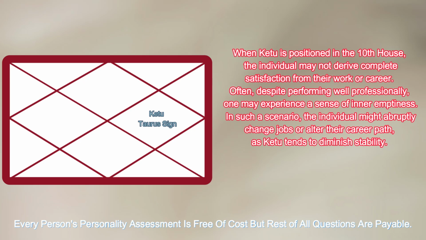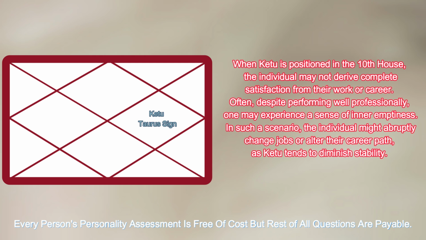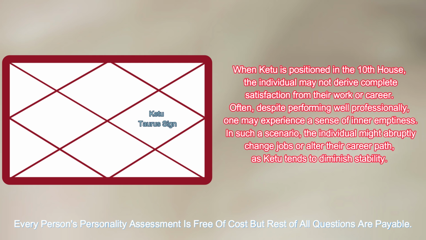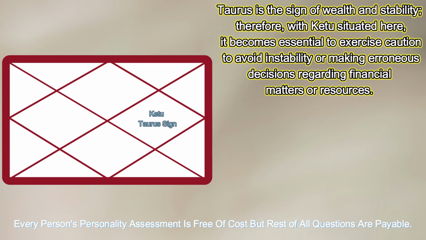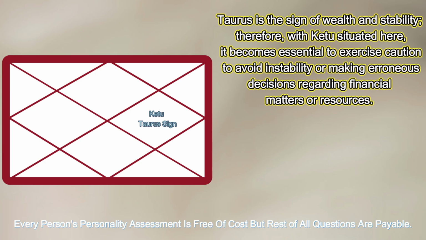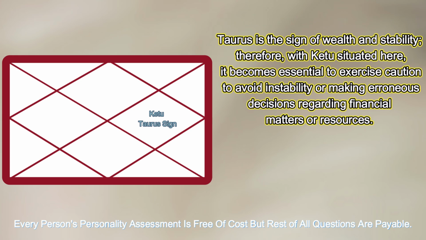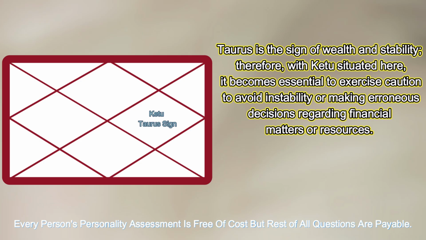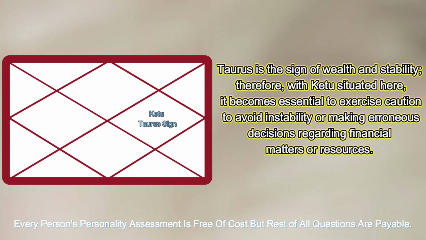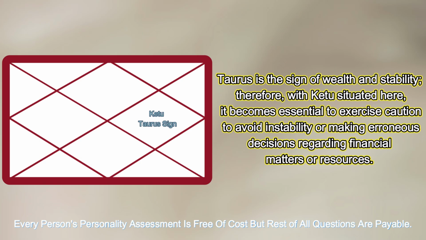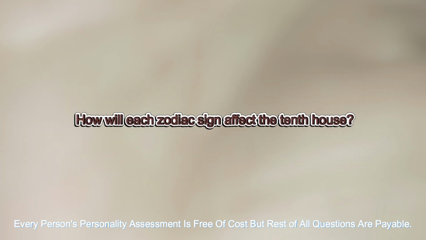In such a scenario, the individual might abruptly change jobs or alter their career path, as Ketu tends to diminish stability. Taurus is the sign of wealth and stability. Therefore, with Ketu situated here, it becomes essential to exercise caution to avoid instability or making erroneous decisions regarding financial matters or resources. How will each zodiac sign affect the 10th house?